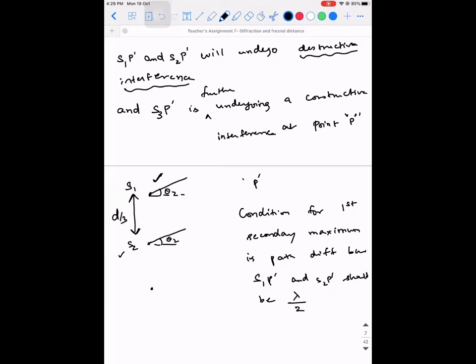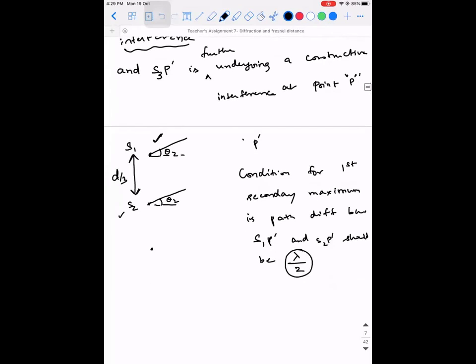And the reason is they are subsequent rays. The path difference between the subsequent rays is supposed to be lambda by 2. So it is because here it is lambda by 2 that we are able to find a bright spot at the point P'. Here, one important point to be noted in the case of diffraction is whether you talk about the first secondary maxima or minima, nowhere will you use the condition of constructive interference at all. You will always use the condition of destructive interference.